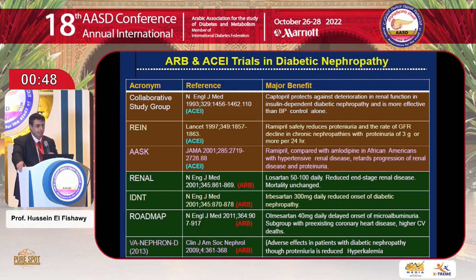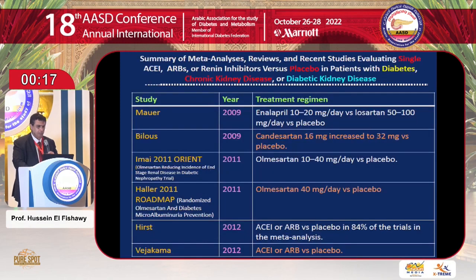Studies advocated to ACE inhibitors, such as the collaborative study group on captopril, the RIN group on ramipril, and the ASCII group, also ramipril. The other studies which were very important to prove the efficacy of ARBs: the RENAAL study on losartan, the IDNT study on irbesartan, the ROADMAP study on olmesartan, and the VENIFRO study, also olmesartan, and valsartan in this study, and they were very beneficial.